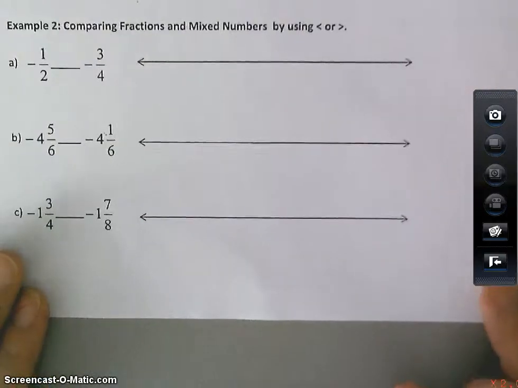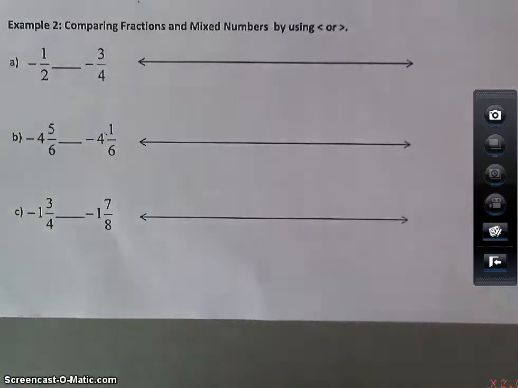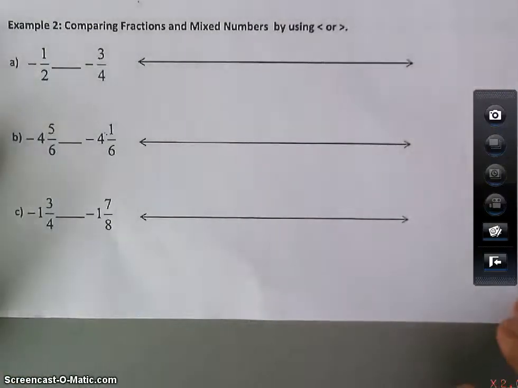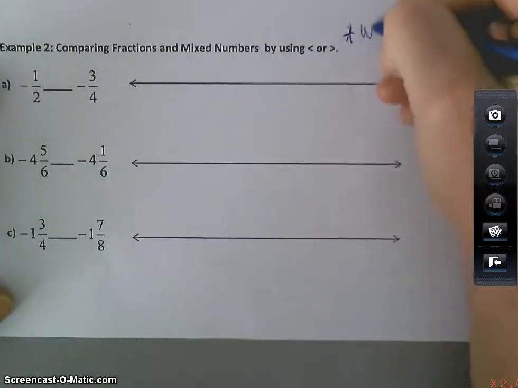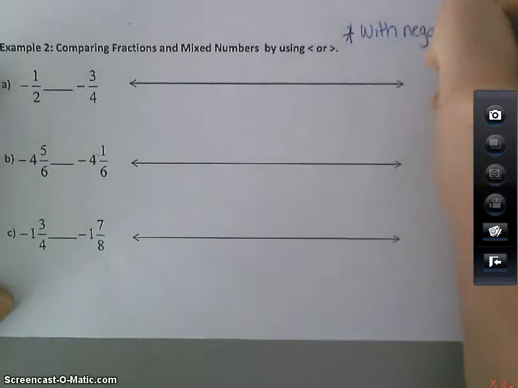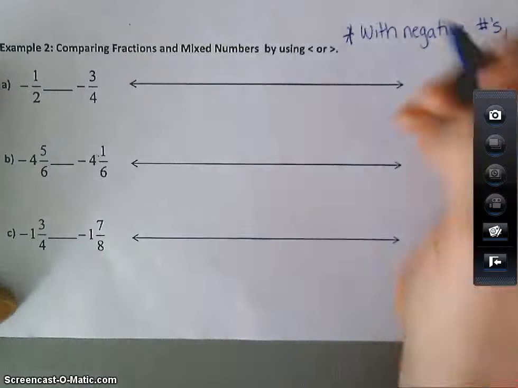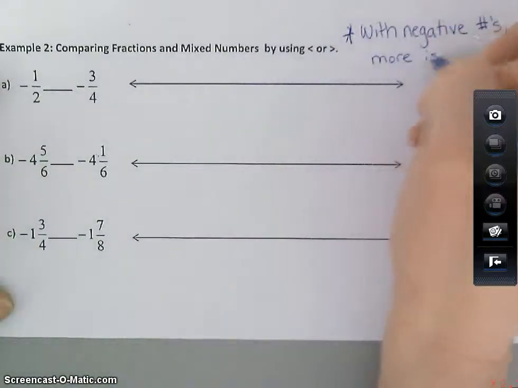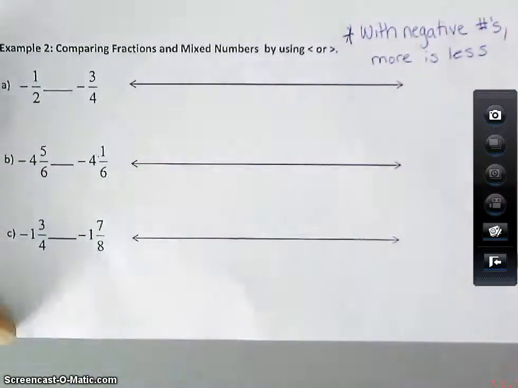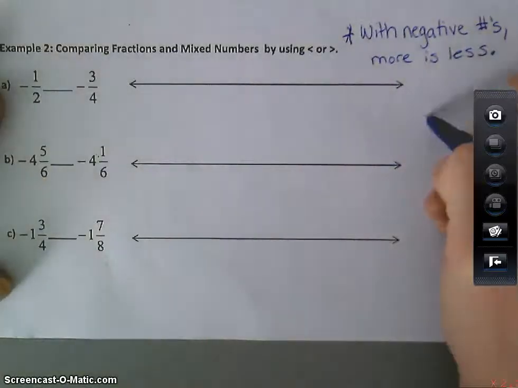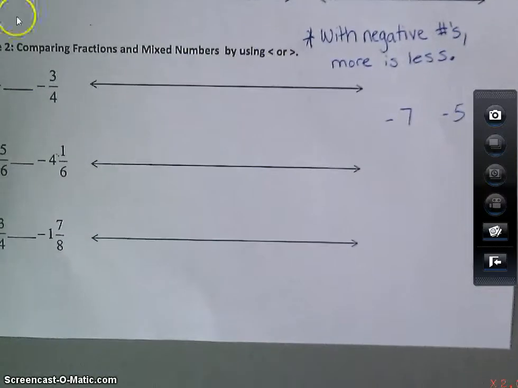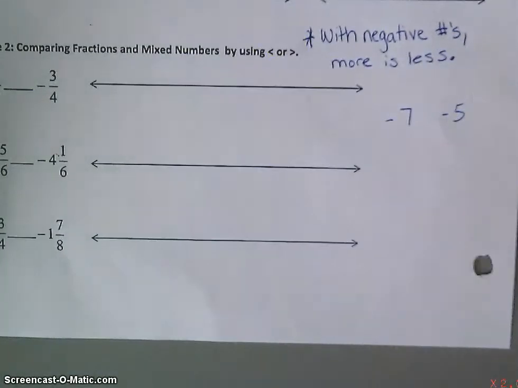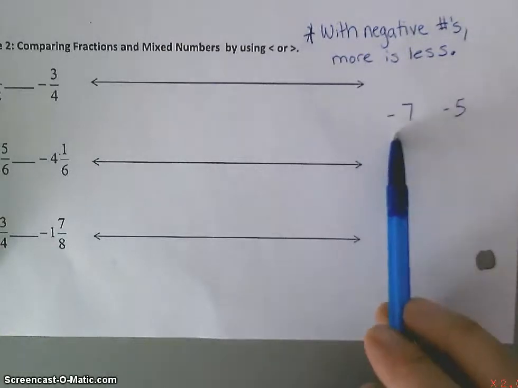Okay, welcome back. So now we're going to compare fractions and mixed numbers using a less than or greater than sign that we talked about in class today. One thing I want you to write is, with negative numbers, more is less. So we kind of have to get our brain wrapped around that. So for example, if I have a -7 and -5, I'm going to think, well, 7's bigger, so it must be a bigger number. Well, -7 is actually less than -5.